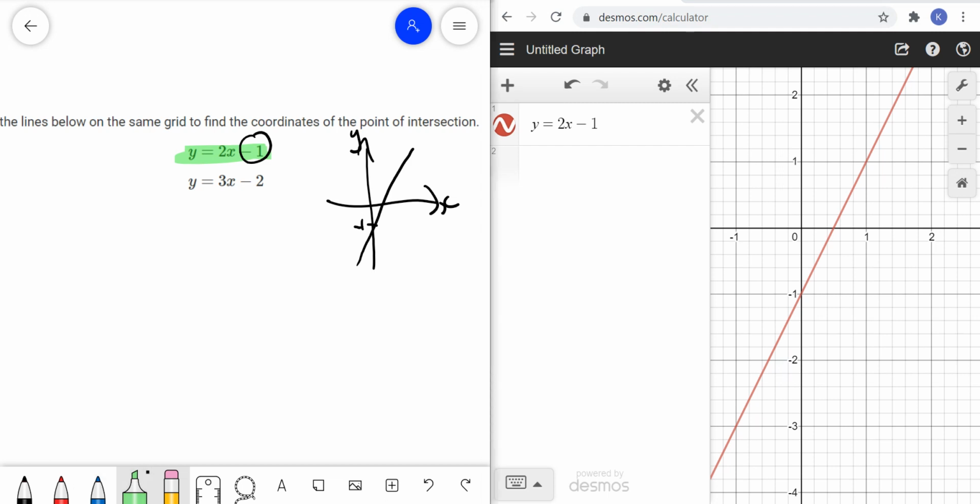Second graph, this one here. You should be thinking to yourself, what does that look like? Pause the video and have a think about what that looks like. Maybe sketch it out in your book.